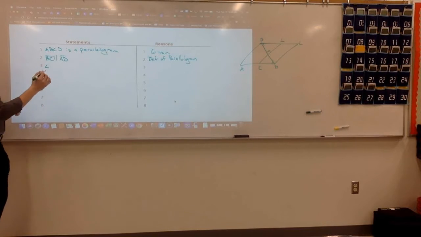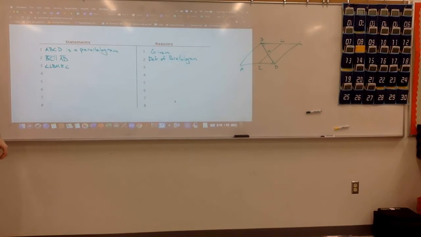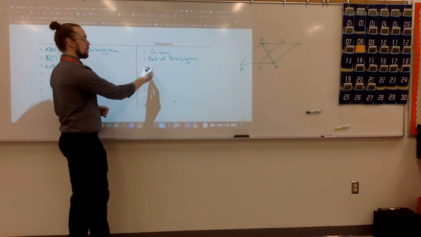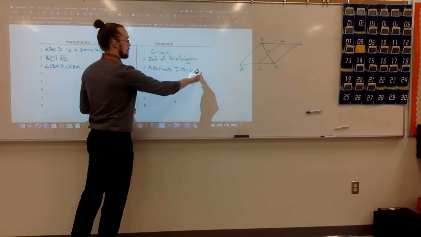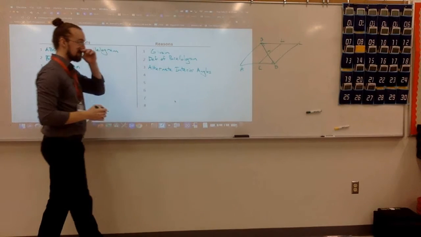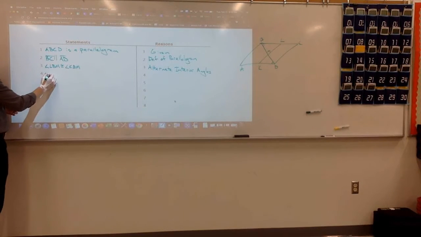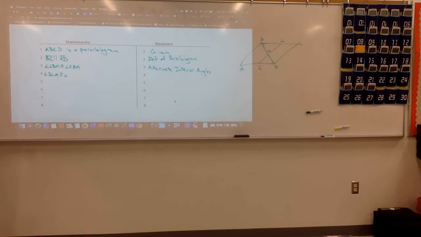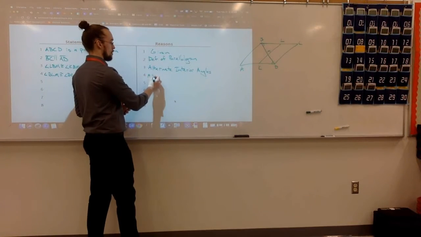So I could say angle LBM is congruent to angle KDM. That would be alternate interior. Then we can name the other pair of alternate interior. We can say angle BLM is congruent to angle DKM. Also because they are alternate interior.